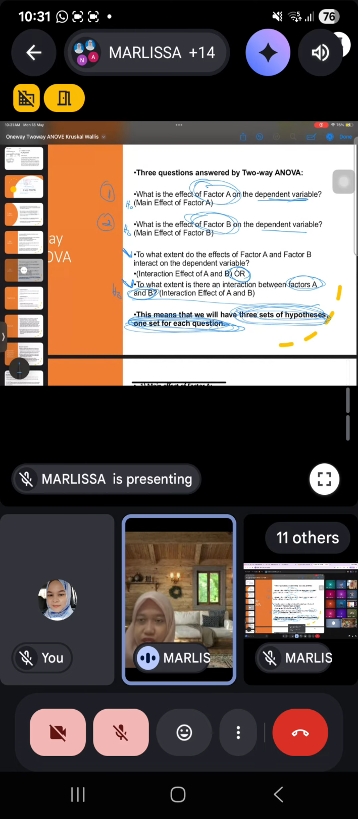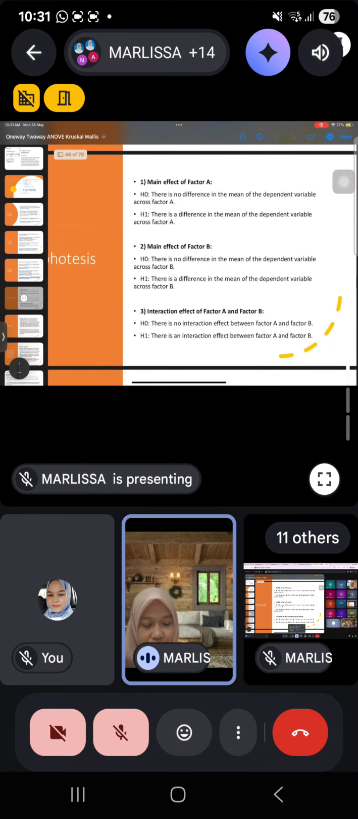For two-way ANOVA, you need to have 3 research questions. The first one is the main effect. And then the second one is also a main effect for the second factor. And the last one is for the interaction effect. This is in the case if you have 2 factors, or 2 independent variables. All right, so this is how you write the hypothesis.